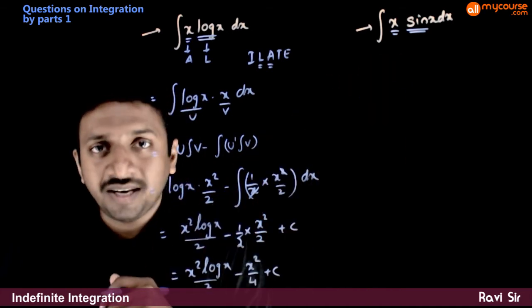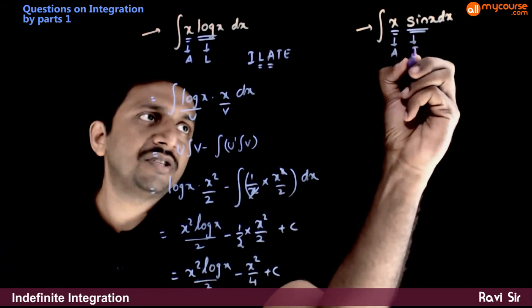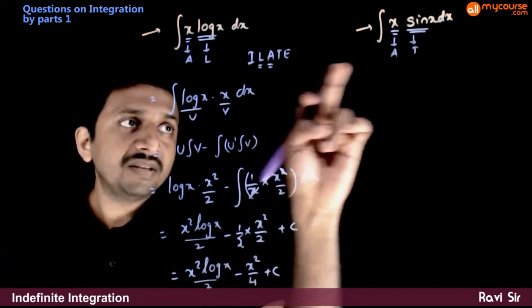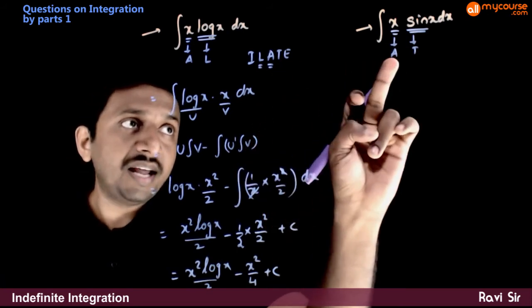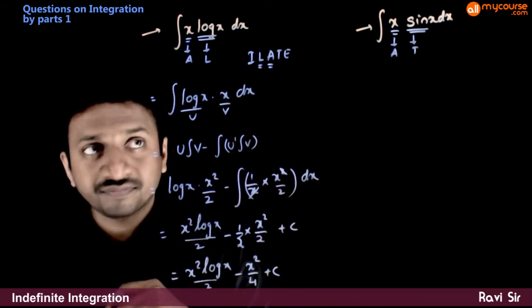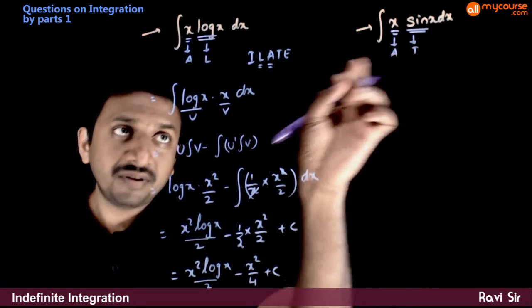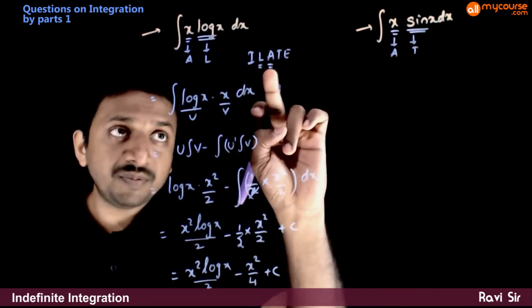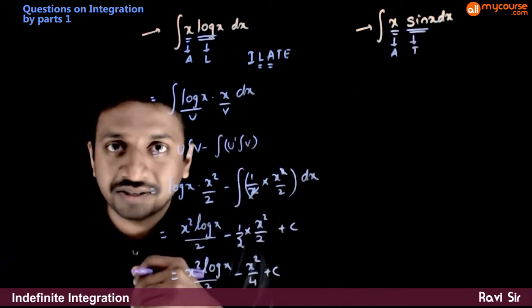So here in integration of x sin x, this is an algebraic function, this is a trigonometric function. Again, in ILATE, A comes before T. Here A is coming before T. So the order is okay. There is no problem with the order here. As you can see, A comes before T. Here also A comes before T. So I can directly start my integration.